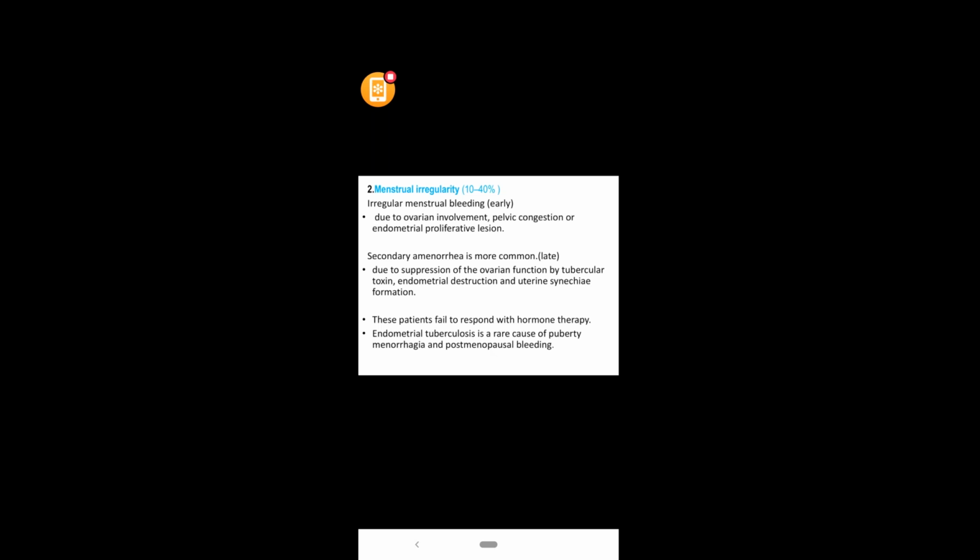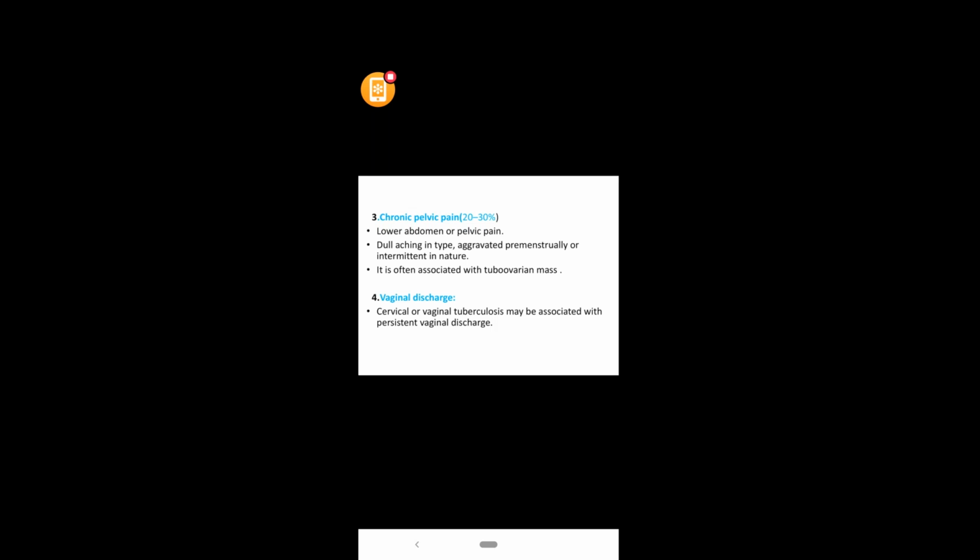And next is menstrual irregularities. These account for 10 to 40%, and irregular menstrual bleeding will be the early presentation. The most common cause of menstrual irregularity will be ovarian involvement, pelvic congestion, or endometrial proliferative lesions. And the late manifestation will be secondary amenorrhea, and this is due to suppression of ovarian function by tubercular toxin, endometrial destruction, and uterine synechiae formation, and these patients fail to respond to hormone therapy. And endometrial tuberculosis is a rare cause of puberty menorrhagia and postmenopausal bleeding.